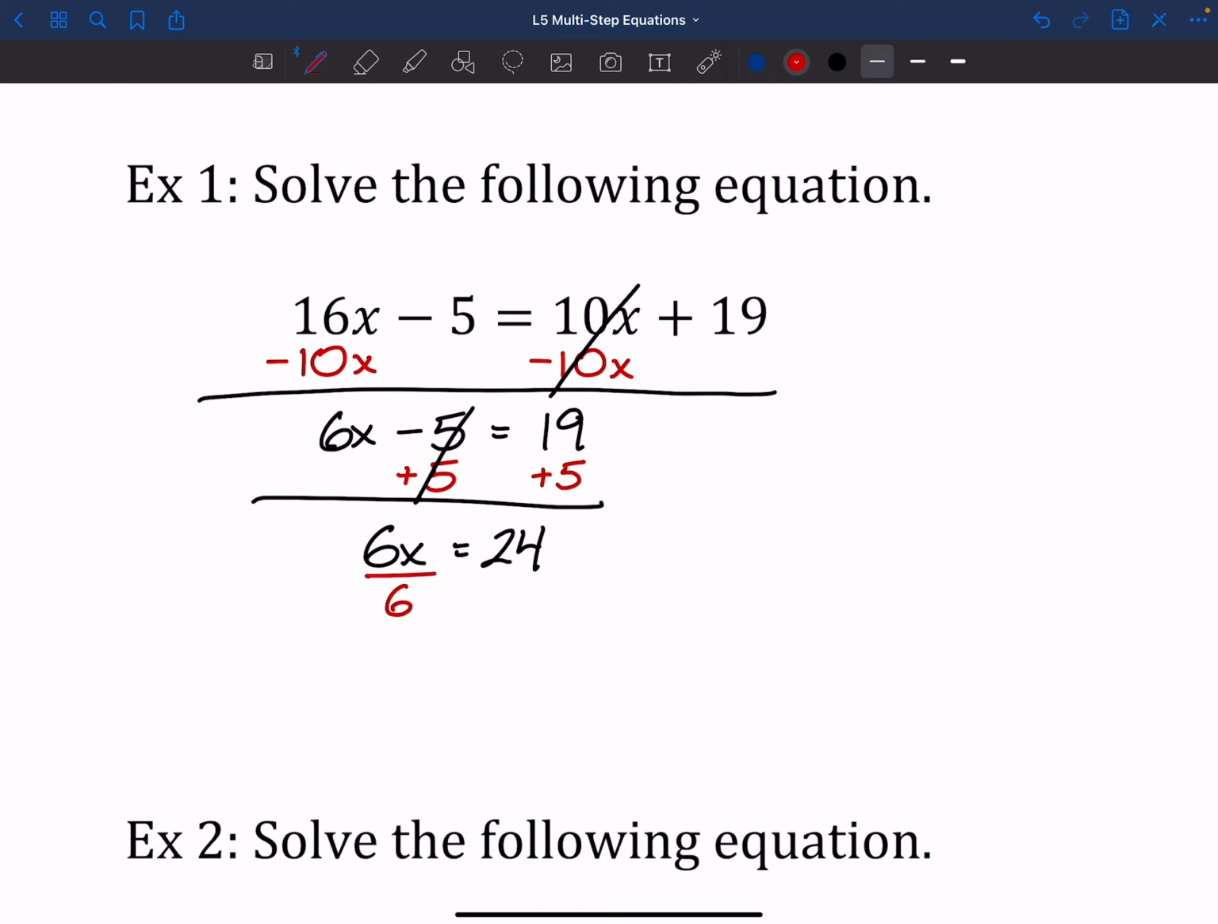6x is 6 times x. I don't like the sound of that. Let's divide to get rid of that. So if we divide both sides by 6, we're going to get that x is just 4. All right, and then we're good to go. That's really all we're doing.